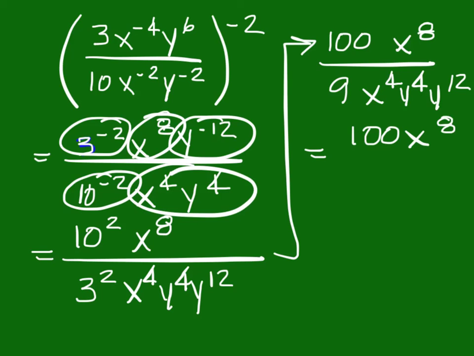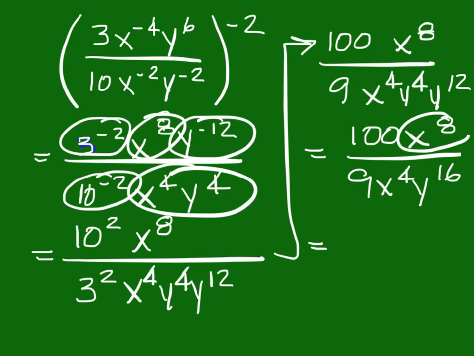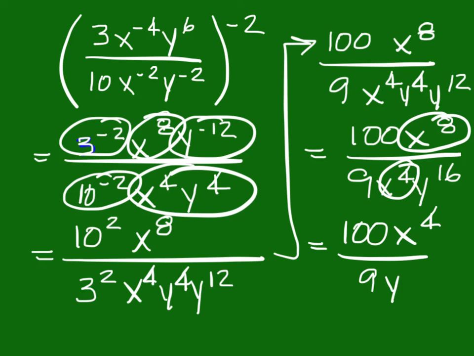The top stays the same. On the bottom you have x to the 4th and then y to the 16th. We have to cancel out here on the x to the 8th and x to the 4th, so that should be 100x to the 4th on the top, and on the bottom 9y to the 16th.